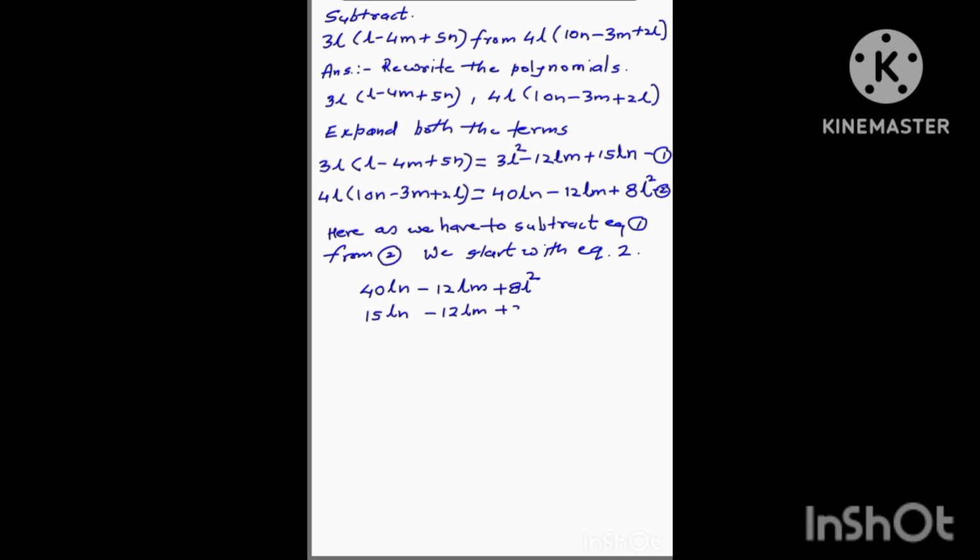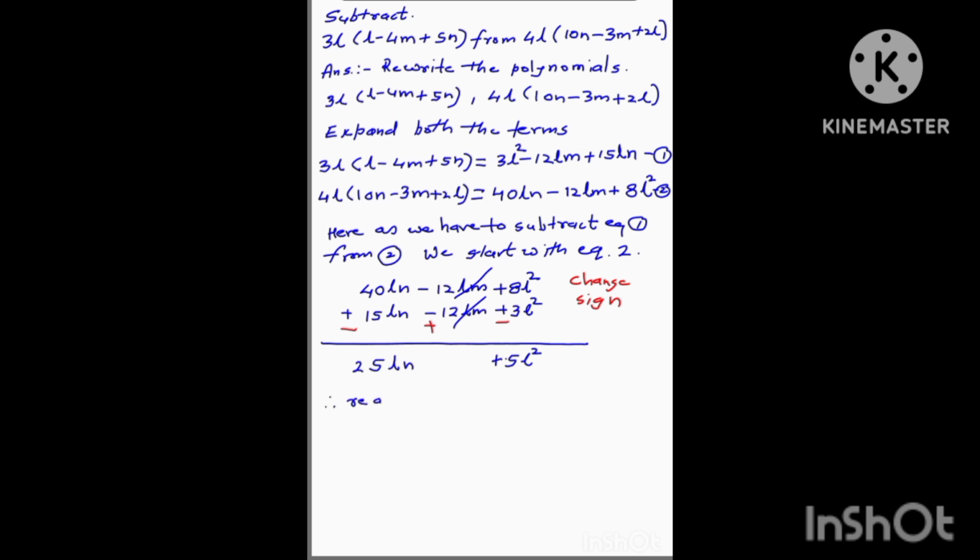And then similar terms below similar terms. This plus 15ln is the first, minus 12lm and plus 3l square. Okay, as we have to subtract it, we are going to change the sign. See, it is given there. Okay, so this thing is very simple. Only ln should come below ln, l square should come below l square, like that. So 12lm cancels, and this is 8 minus 3 is 5l square, and this is 40 minus 15 is 25ln.